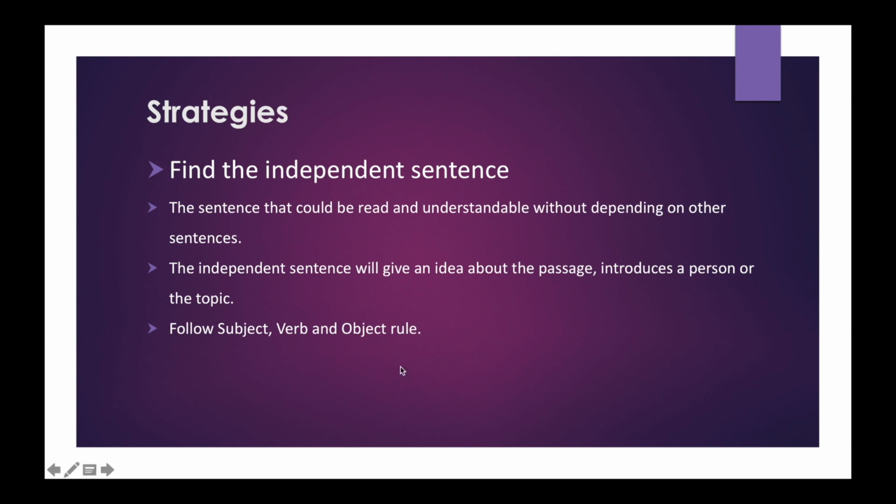Follow the subject, verb and object rule. But to be frank, this rule doesn't always work because the questions will not always be straightforward. The object of the previous sentence is not necessarily the subject of the next sentence. But remember that the sentence that gives more information about the previous sentence will be the next sentence out of the remaining sentences. We will see one example using this rule as well.